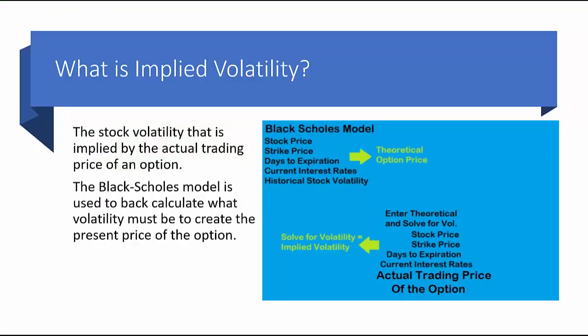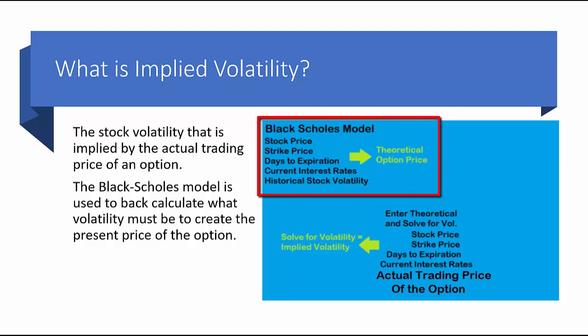Now, what is implied volatility, of course? Well, it's the stock volatility that is implied by the actual trading price of an option. See, the Black-Scholes pricing model is used to calculate the theoretical price of an option. It takes into account 5 factors: the stock price, the strike price of your option, the days remaining to expiration, current risk-free interest rates, and the stock volatility. Putting those into the equations, we get a fair market or theoretical price for the option.